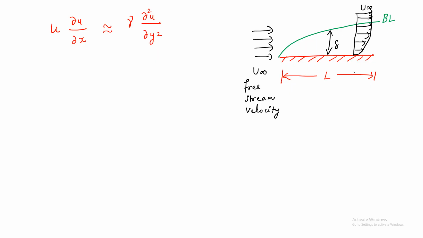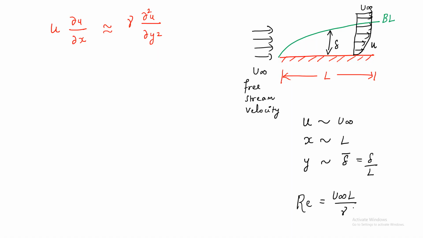So we'll use all these parameters to define our dimensions for each of the terms in the convective and viscous term, and we will relate u with u infinity, and we will relate x with L, and we will relate y with del bar, where del bar is equal to del by L. Okay, we are just going to use this in this equation to find out the relationship between delta and Reynolds number, and we know that the Reynolds number is u infinity L by nu, which is also given in the question.